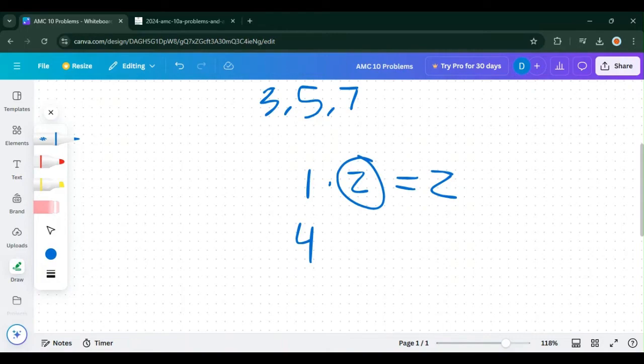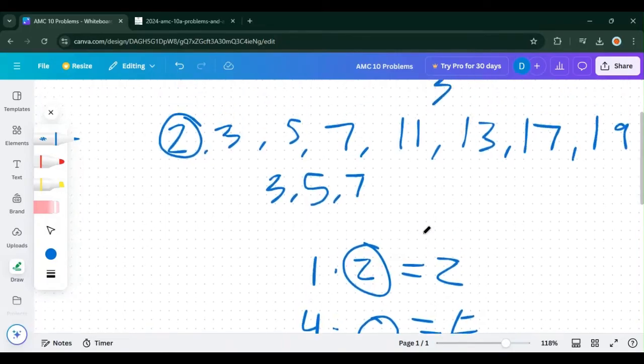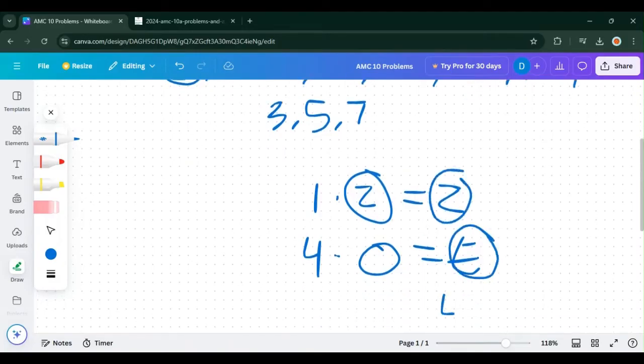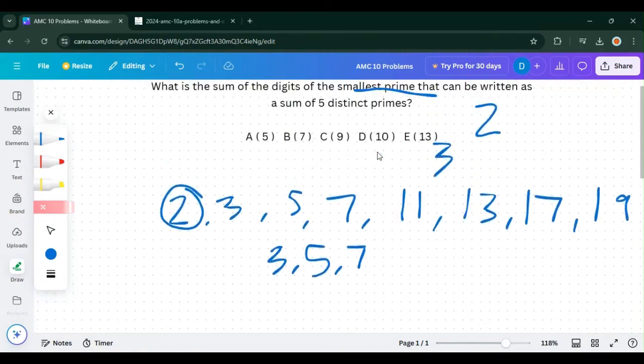Because if we have 4 times any other prime number, which are all odd, since 2 is the only even prime number, then we'll have an even result. And you can go test that yourself if you want to. We will always have an even result. If we add even and even, we also get even, and there's no prime number that will be even after that. And 2 does not count.